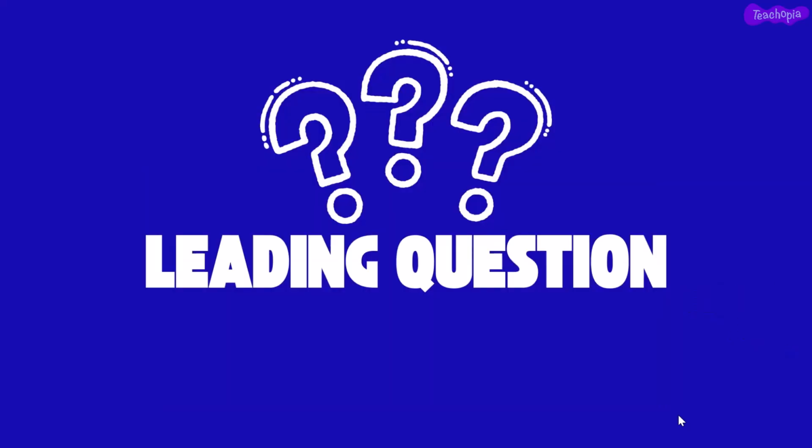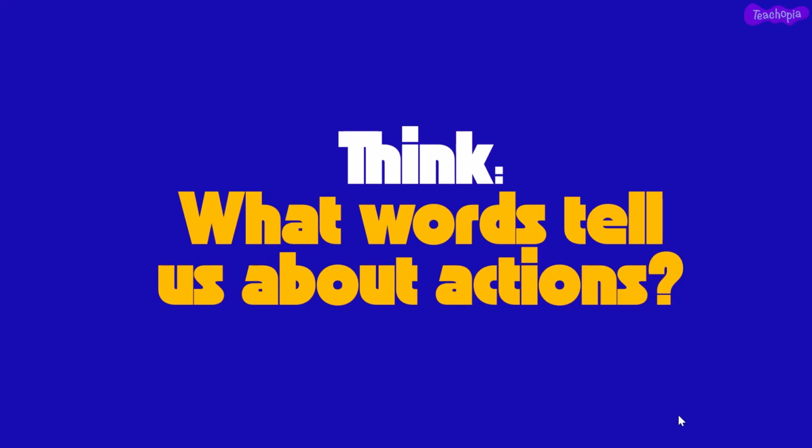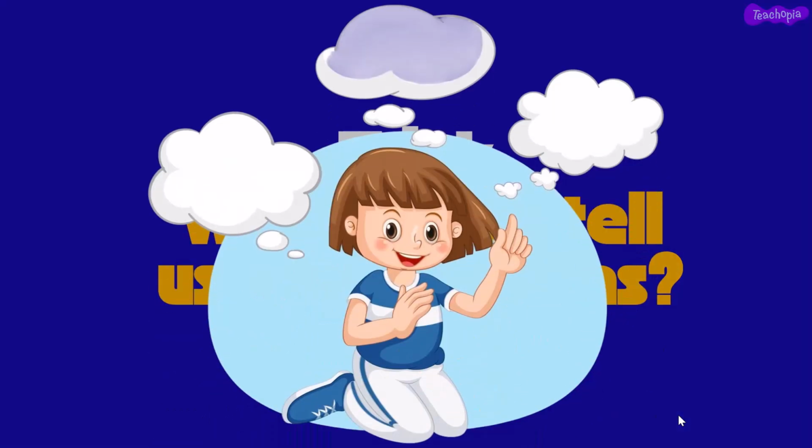Now, let's look at the leading question. Think. What words tell us about actions? Let's prompt learners to think about what verbs help them think about certain actions that they see. Learners may come up with simple action word examples like run and walk.